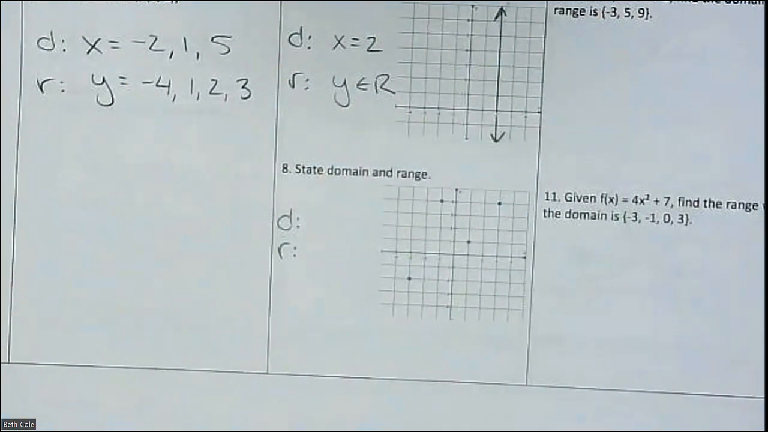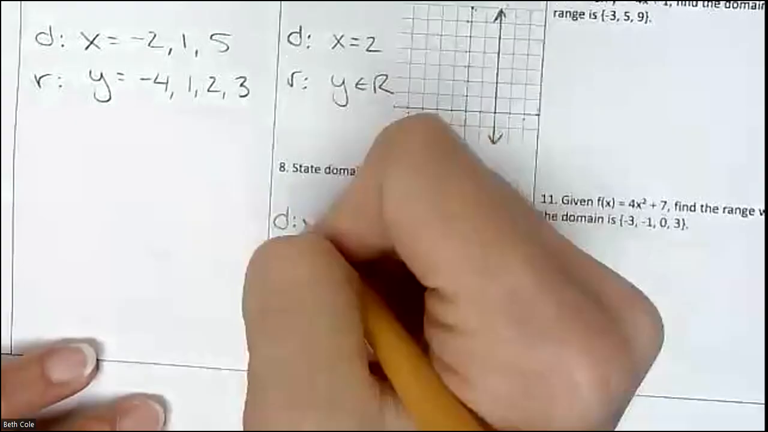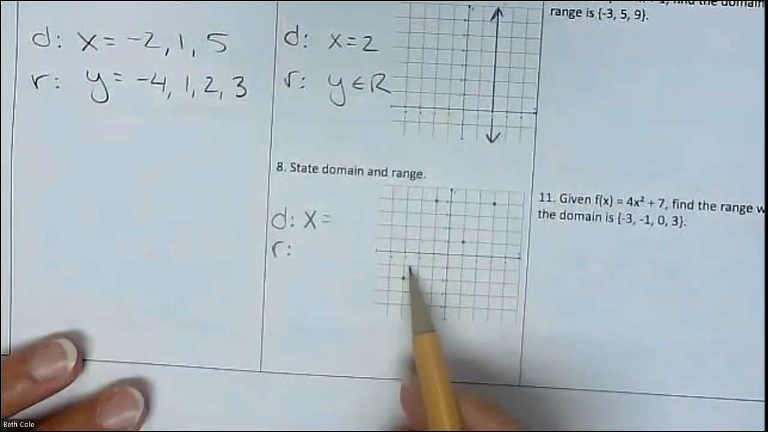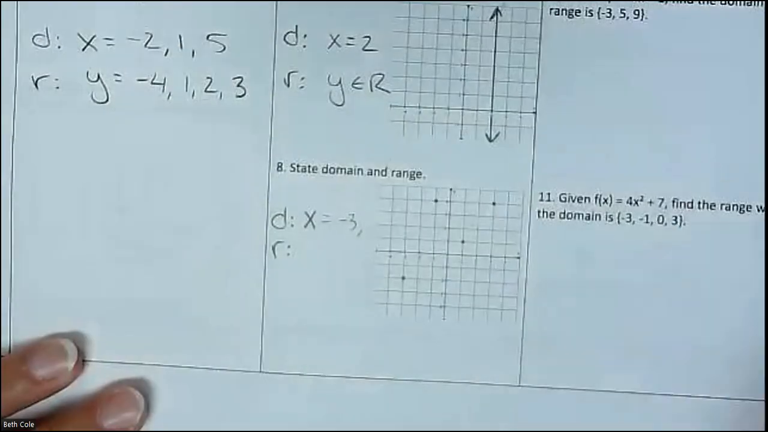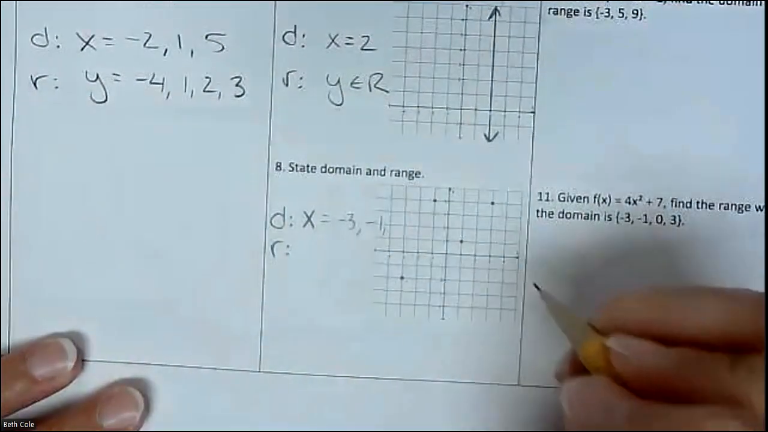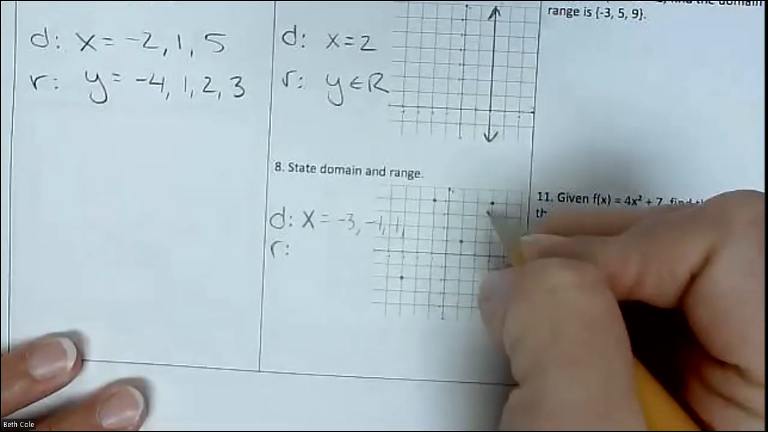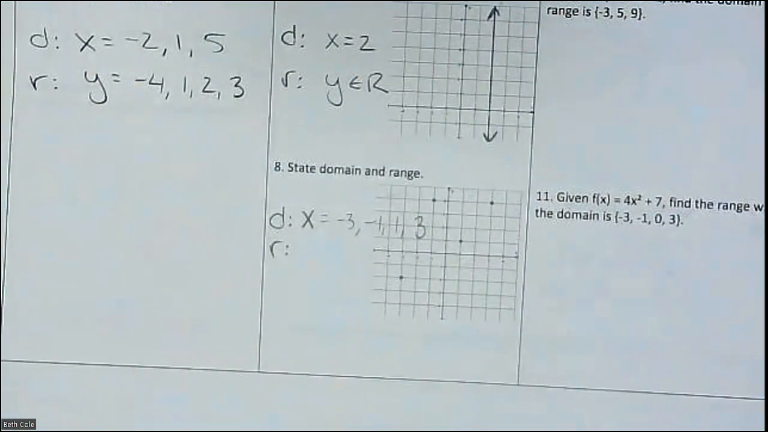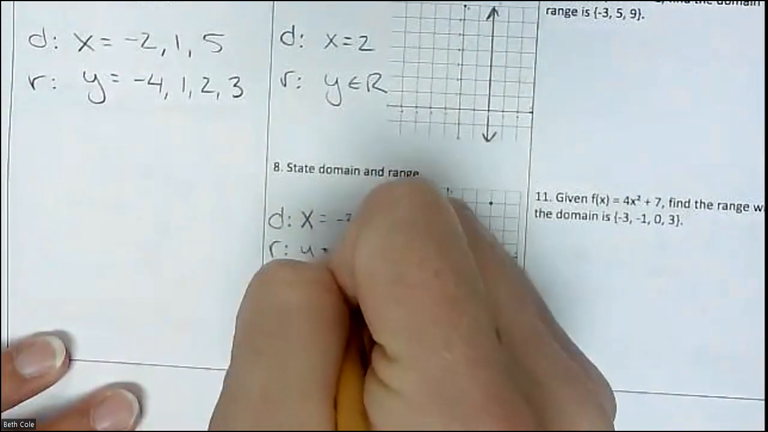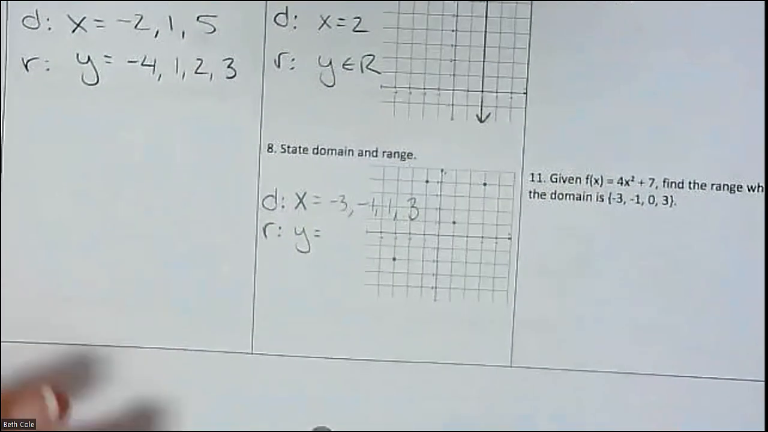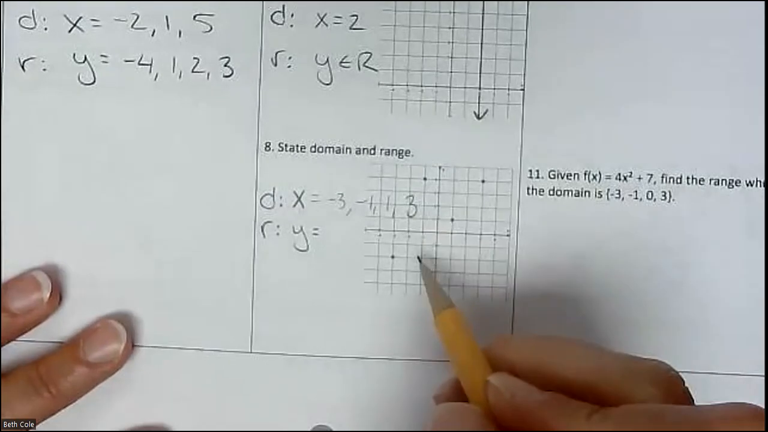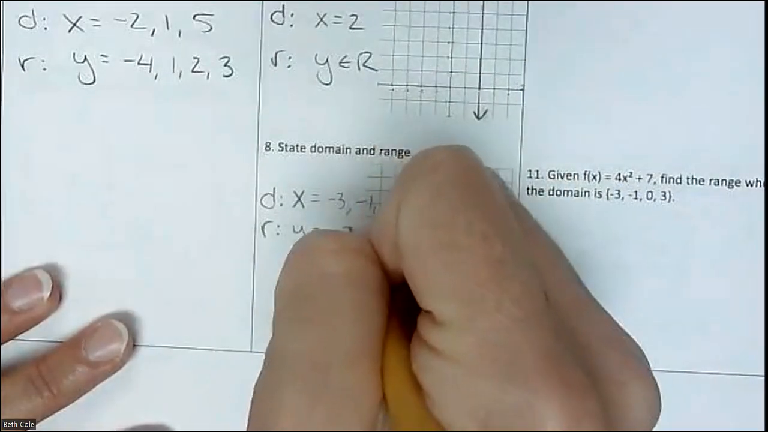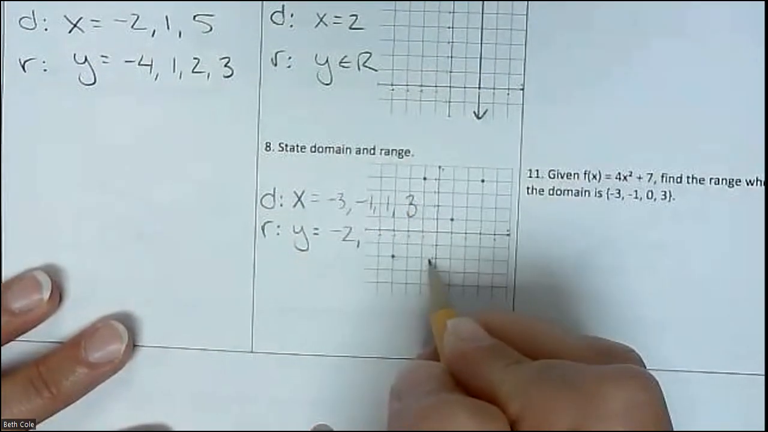All right, this is going to be 4 random points. Domain X equals. So you should have -3, -1, 1, and 3. And then can you guys tell me what's our range? Y equals, yeah, -2. I'm going to put them in order, smallest to biggest. So -2.